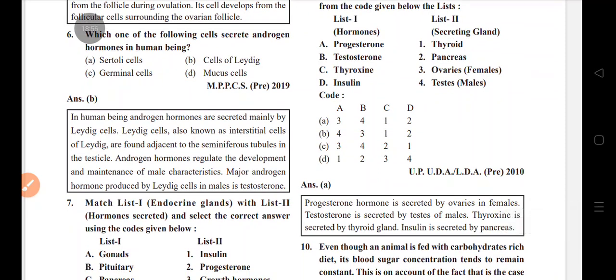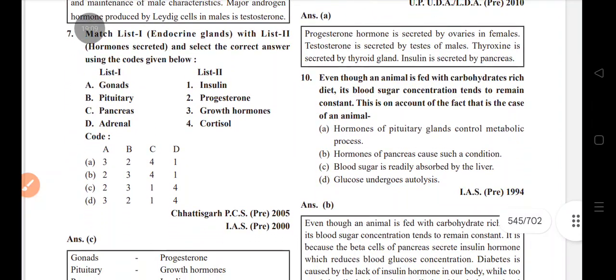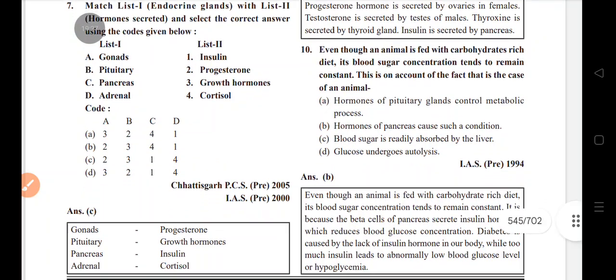Progesterone, ovary in female. Testosterone, testis in male. Thyroxine, thyroid. Insulin, pancreas. Even though an animal is fed a carbohydrate-rich diet, its blood sugar concentration tends to remain constant. Which of the following is the reason, on account of the fact that the hormone of the pancreas causes such a condition?